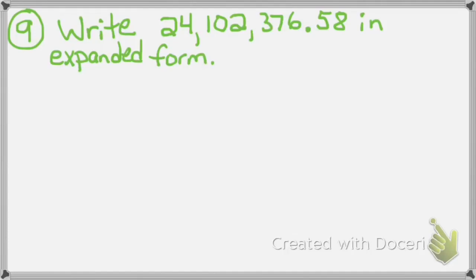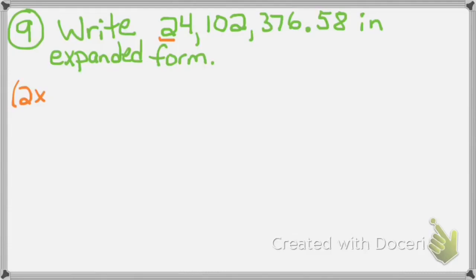Number 9 is another expanded form problem with a much more difficult number. Write 24,102,376 and 58 hundredths in expanded form. Okay, I'm going to break it up digit by digit. First digit is the 2. So I'm going to open my parentheses, write down the 2 times, what place value column is it in? Well, the 2 is in the 10 millions column.